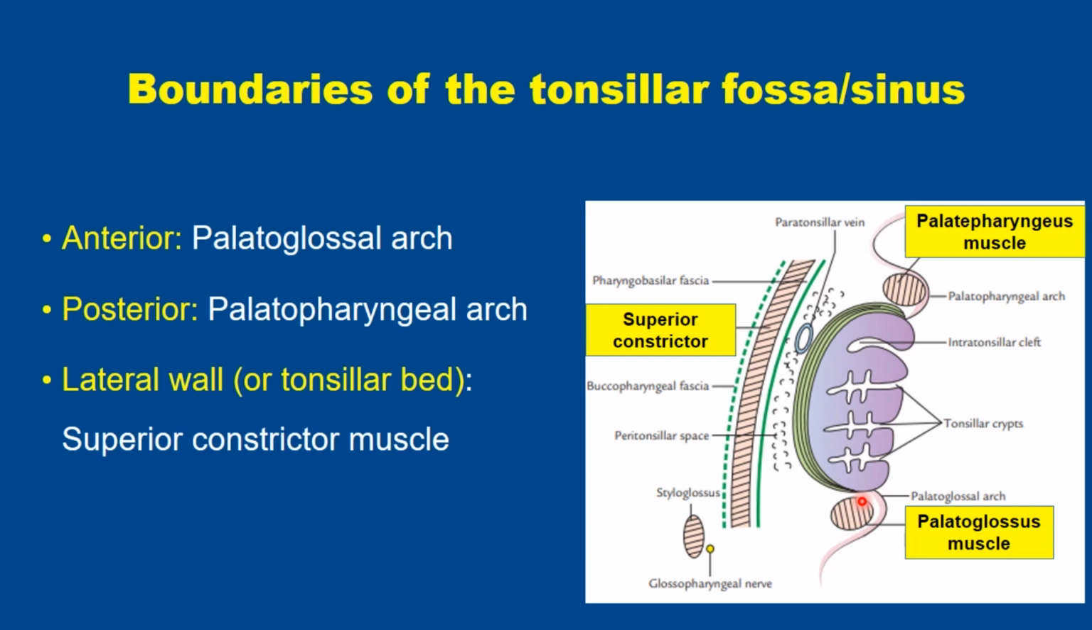In the same manner, the posterior boundary of the fossa is formed by the palatopharyngeal arch, and this palatopharyngeal arch contains the palatopharyngeus muscle. The lateral boundary of this tonsillar fossa is formed mainly by the superior constrictor muscle, and along with the superior constrictor muscle, the lateral boundary is also formed by the tonsillar bed.